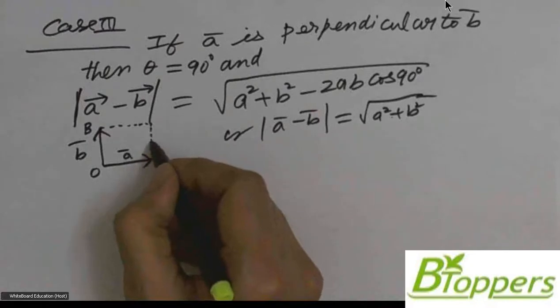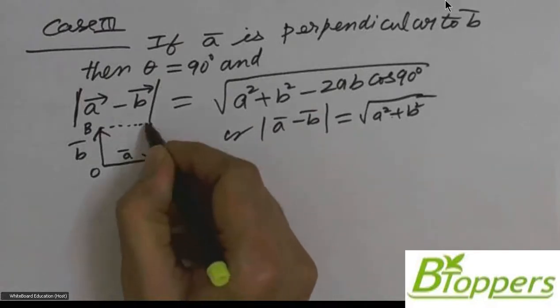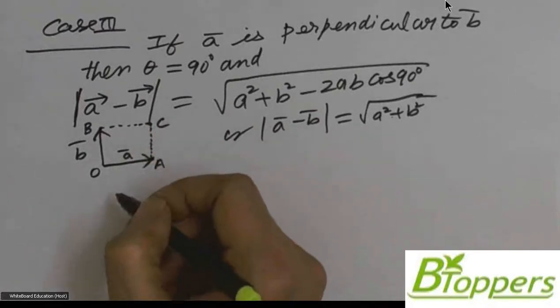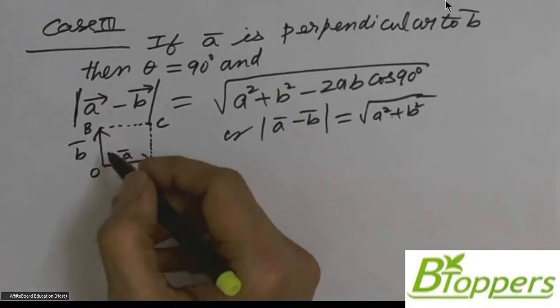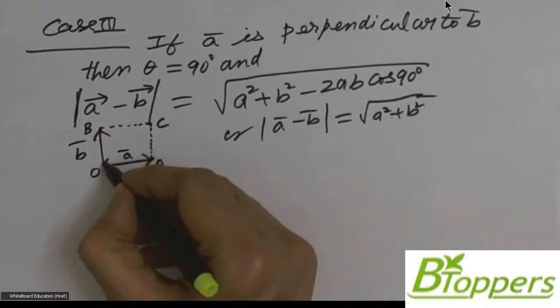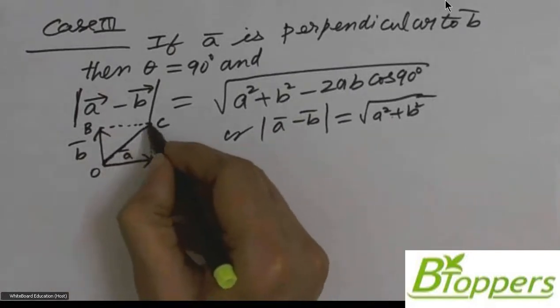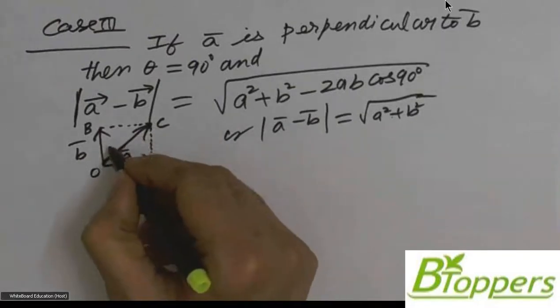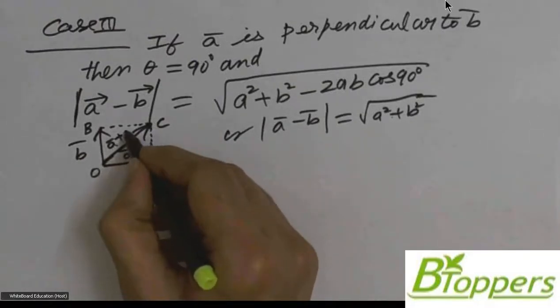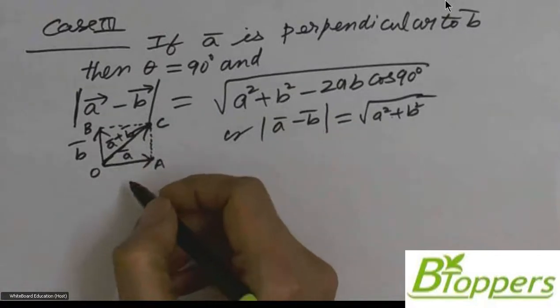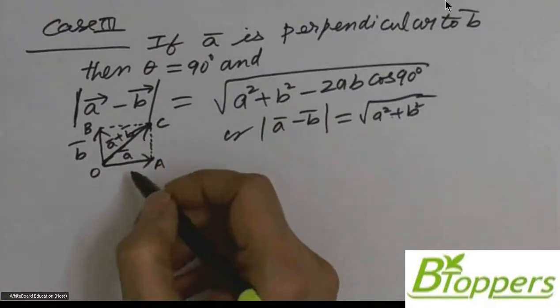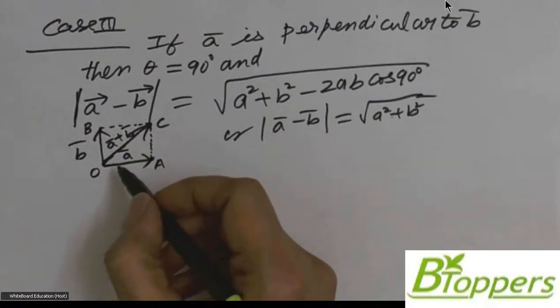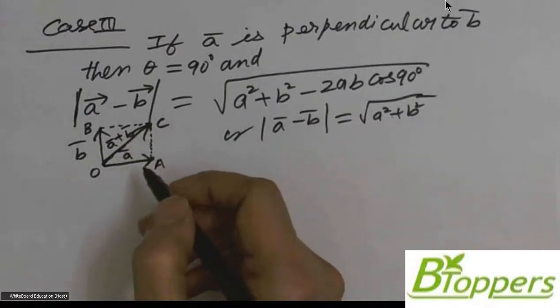So to complete the vectors, we have to complete the rectangle with a bar and b bar as adjacent sides to find the direction of the vector sum a bar plus b bar. So the directional line segment OC bar represents the vector sum a bar plus b bar.